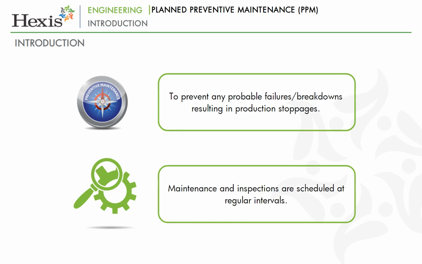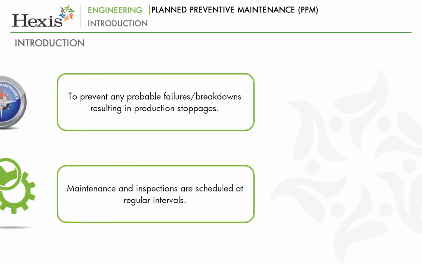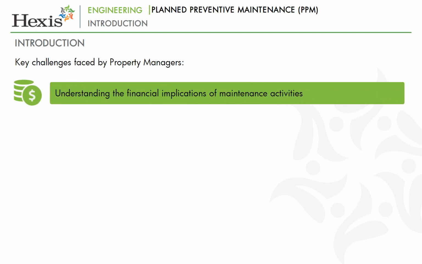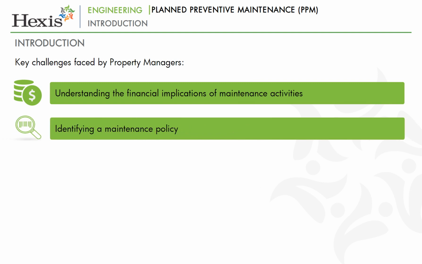Planned preventive maintenance, PPM, is seemingly a straightforward concept. However, the practice of maintenance is often complex and will vary depending on the diversity of a property portfolio. Property managers frequently face the following key challenges: understanding the financial implications of maintenance activities, identifying a maintenance policy. Many planned maintenance policies have evolved over the years and often do not reflect the occupier's business or the use of the buildings.